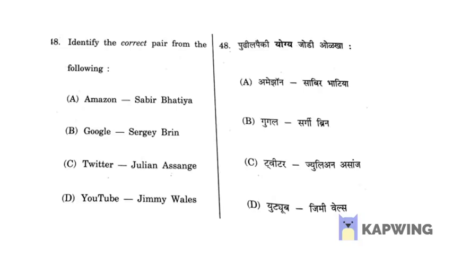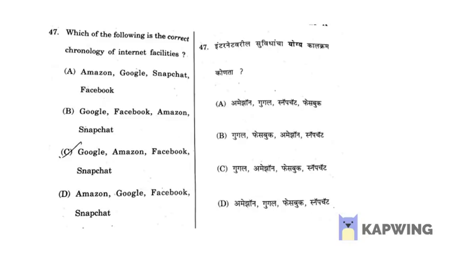So option B is correct here, and not any other option. Okay friends, I hope you have made it correct. Okay, moving on to the next question. Which of the following is the correct chronology of internet facilities? The correct mark is on the wrong answer here. I will tell you the sequence. Amazon was founded in 1994 by Jeff Bezos, who started selling books initially.